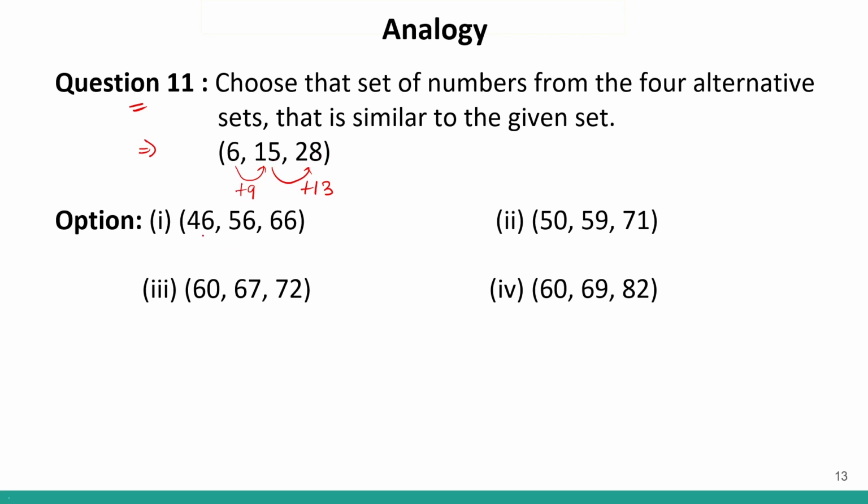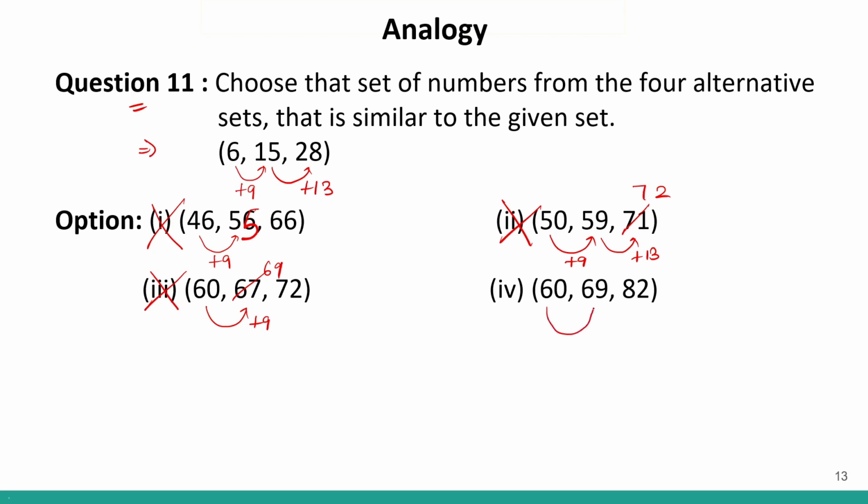So here let us check. 46 plus 9 will give you how much? 46 plus 9 will give you 55. So this is incorrect, right? 50 plus 9 will give me 59, which is good. And then plus 13, I have to check. So if I add 13, I'll get 72, not 71. So this is also incorrect. Checking for 60 plus 9 should give me 69, not 67. So this is also incorrect.